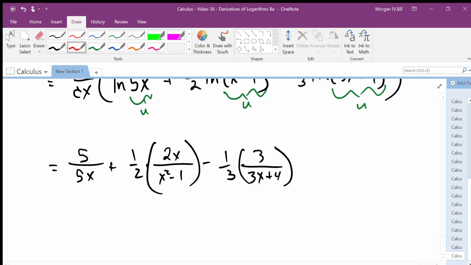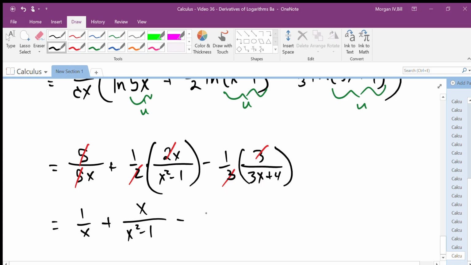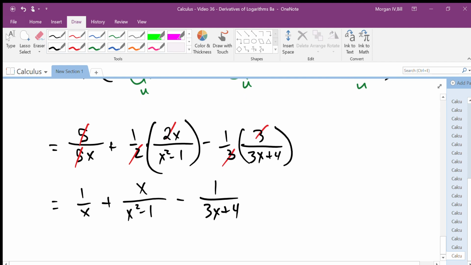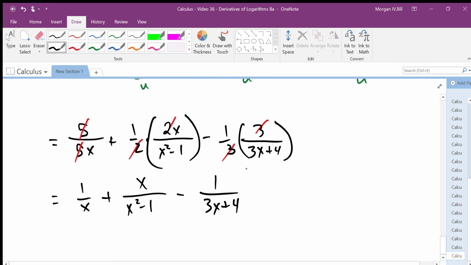I see the 5 over 5 cancel out, and that is just 1 over x then. Plus, I see a 2 and 2 cancel out, so that is x over x squared minus 1. Minus, 3 and 3 cancel out. That won't always happen, that's kind of a special case here. Minus 1 over 3x plus 4. And feel free to leave it in this form without having to combine those fractions. Just leave it as 3 separate fractions.